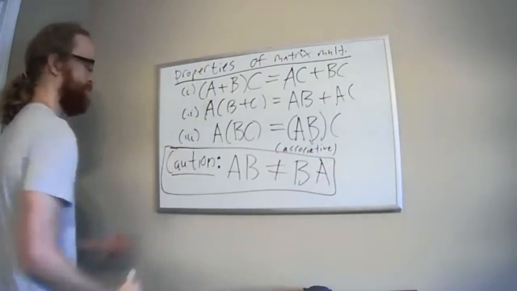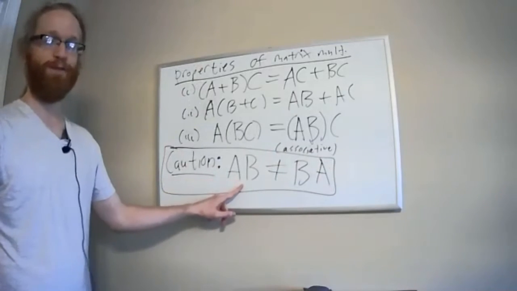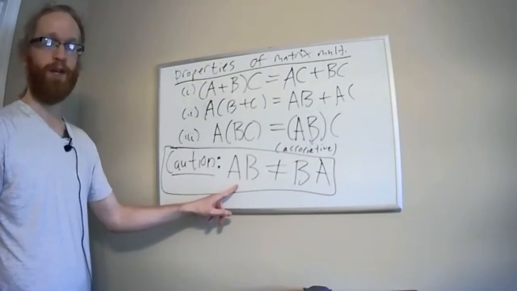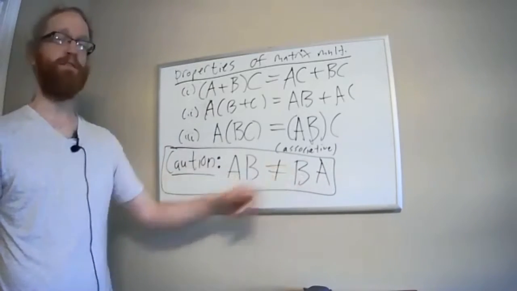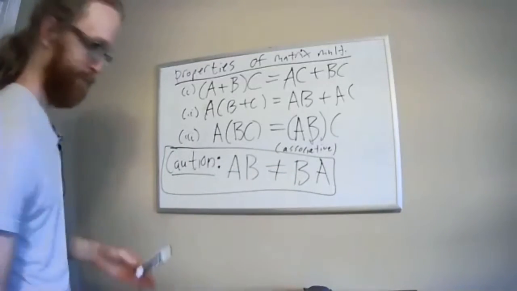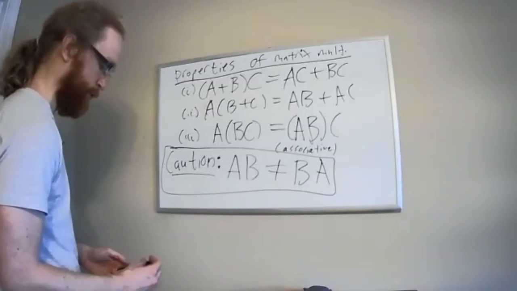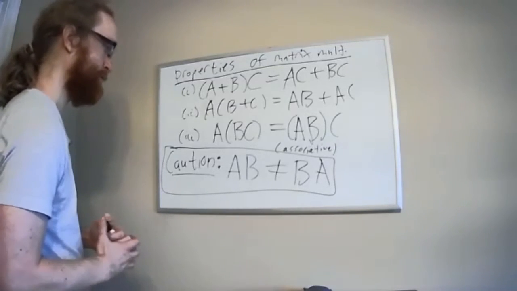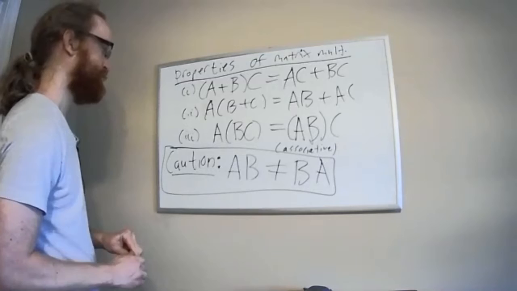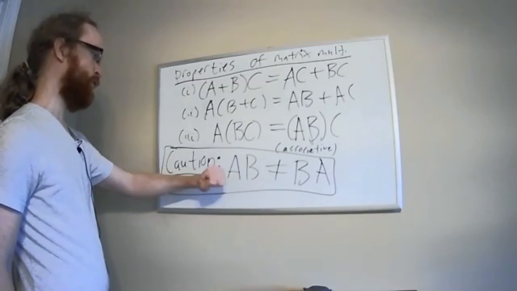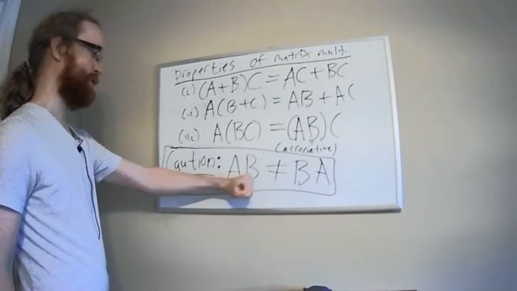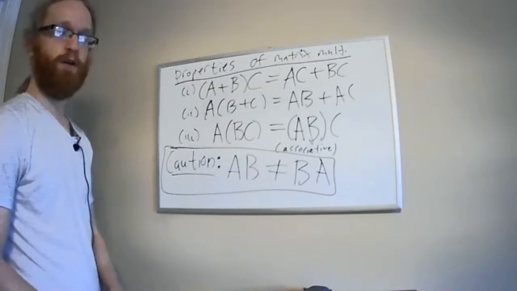The point being, it's super important for you guys to know that this is not true. A times B is going to be different from B times A almost all the time. Very rarely will it work out that they are the same. So just notice, matrix multiplication is not commutative, would be the word. It's not commutative. The order matters. A times B is not the same as B times A.